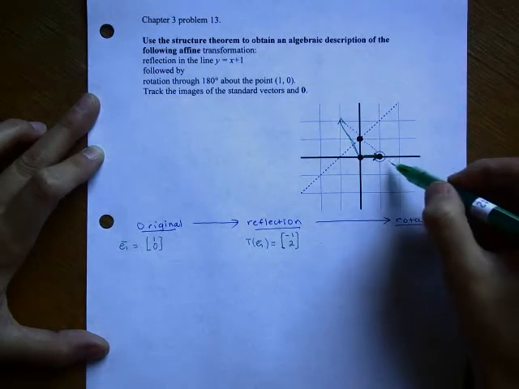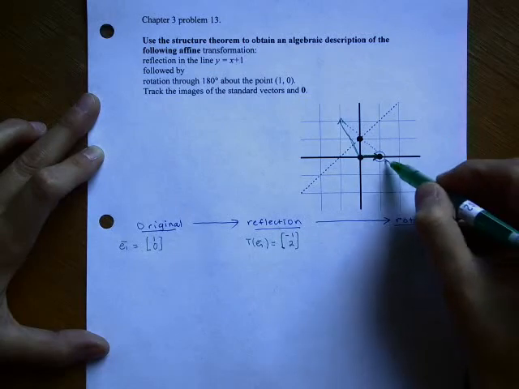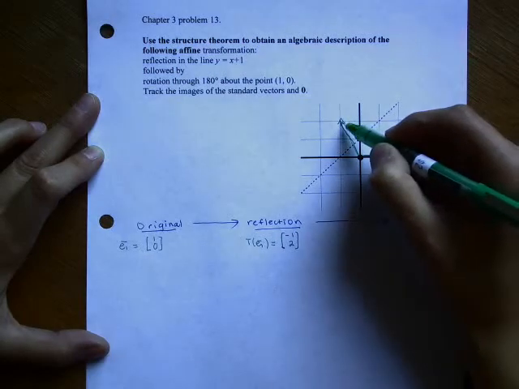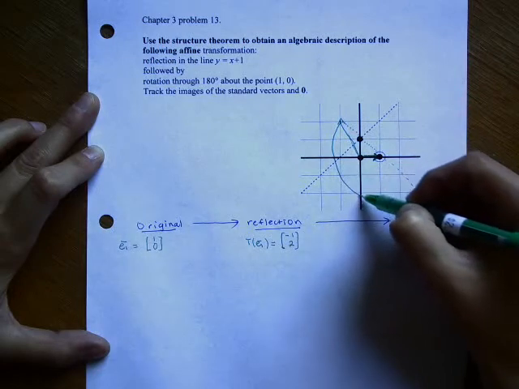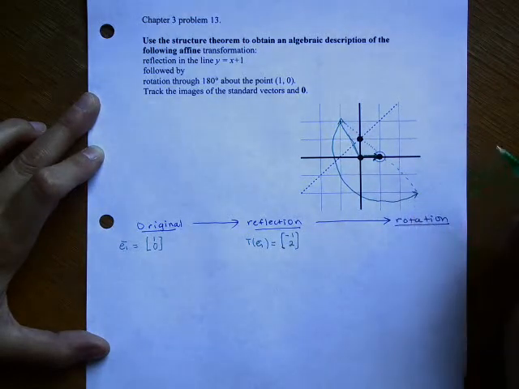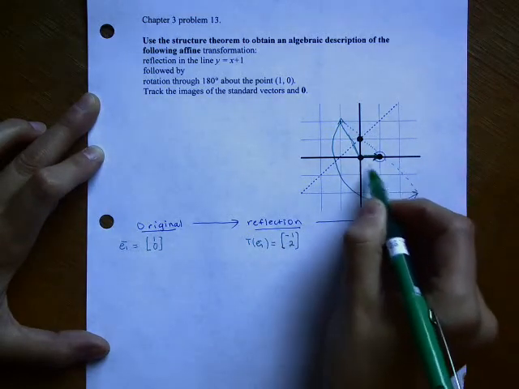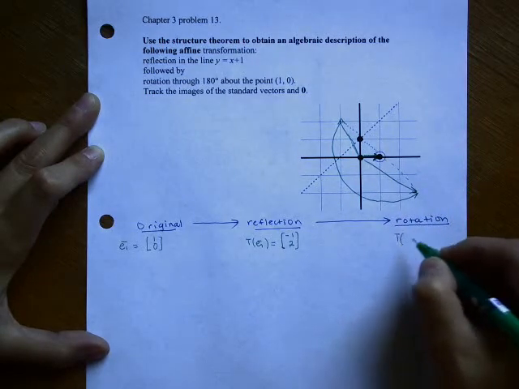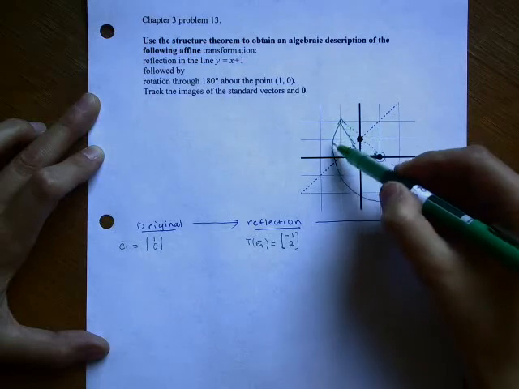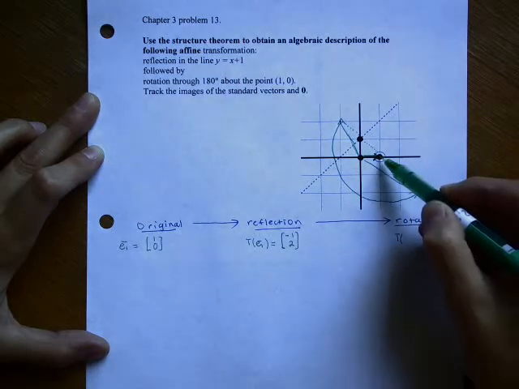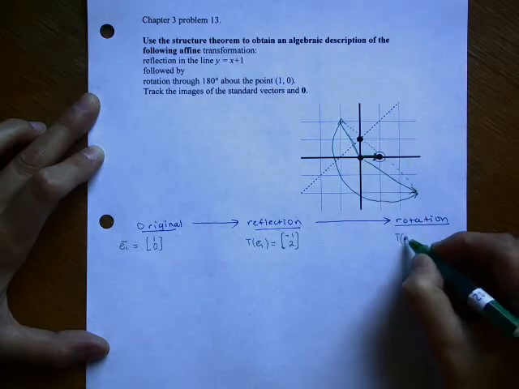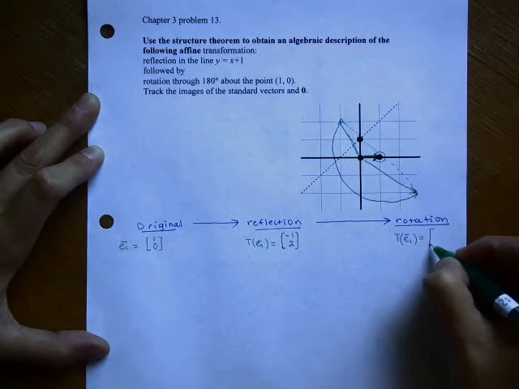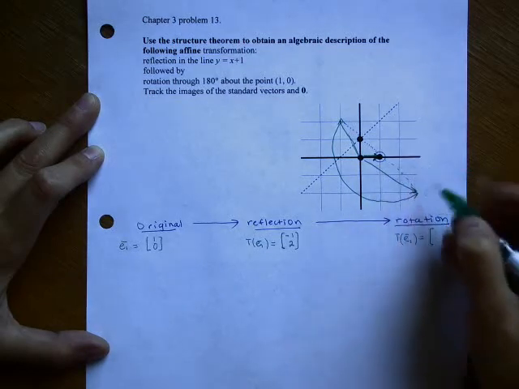And then to do a 180-degree rotation, it's going to end up over here. So you can see here we've rotated 180 degrees around this point here, and we end up with our transformed e1 vector equal to 3, -2.